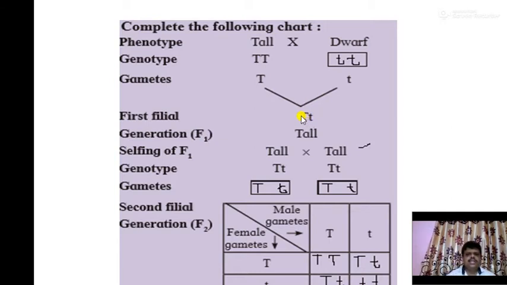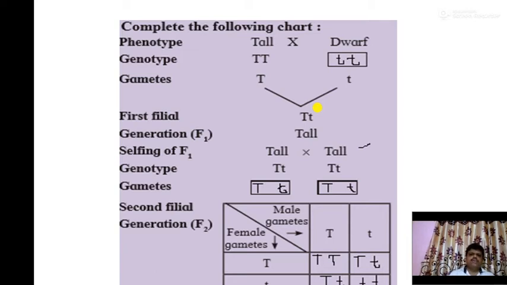So as I said earlier, in this F1 generation, this T is dominant over this one. So this T expresses its trait in the F1 generation, and this one does not express its trait in the presence of this one. So this is called recessive and this one is called dominant. So this is all about the law of dominance, the first law. This law can be explained with the help of a monohybrid cross.